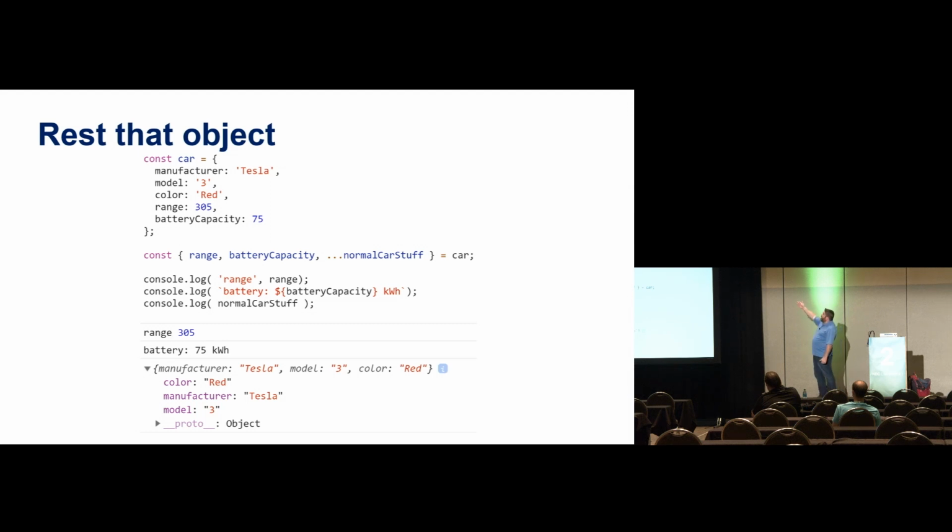So here I have an object called car, and it has a couple of properties, manufacturer, all of that stuff. And I want to reach into that and pull out the properties that are special for an electric car, and then put everything else into an object called normal car stuff. So I'm using, again, object destructuring and then the REST operator with the object. So now I have a range variable, battery capacity variable, and then everything else inside of the normal car stuff object.